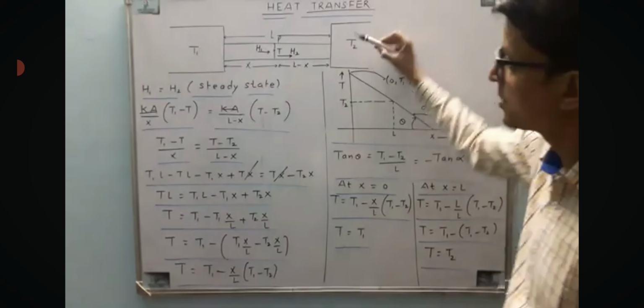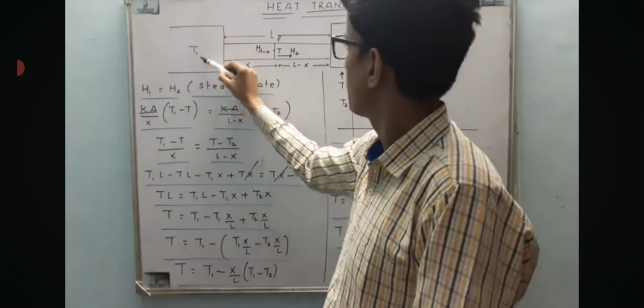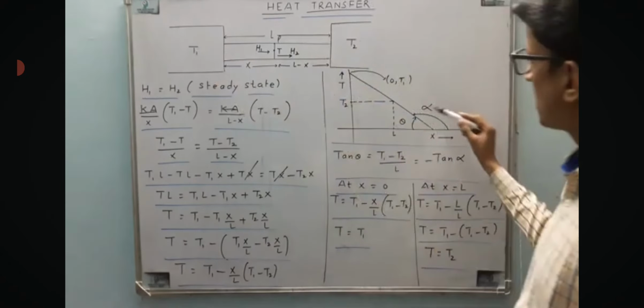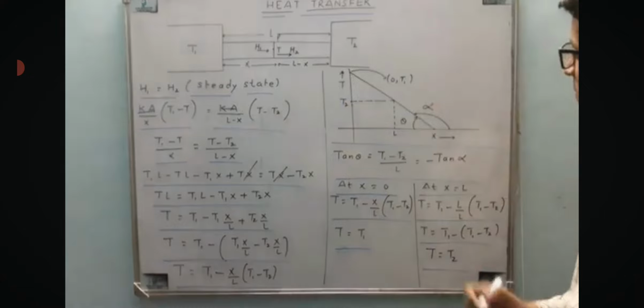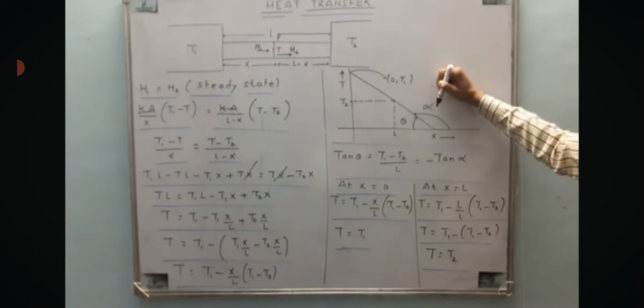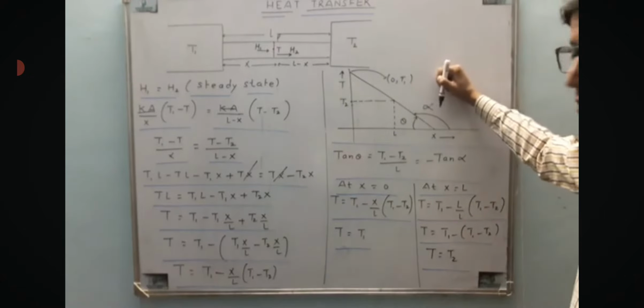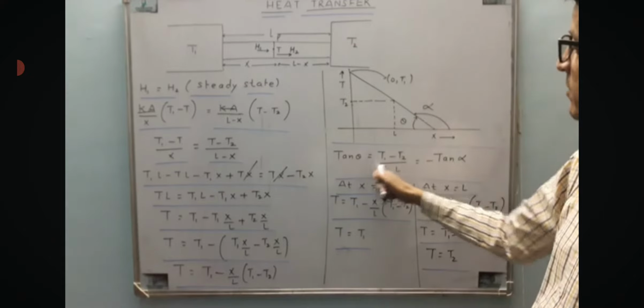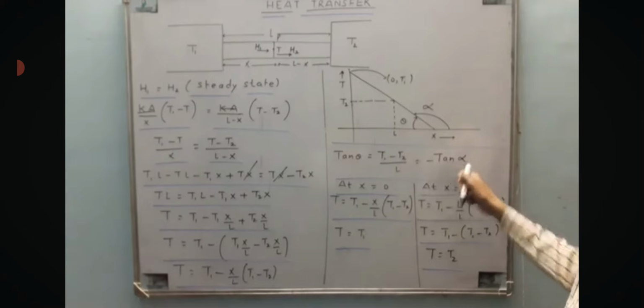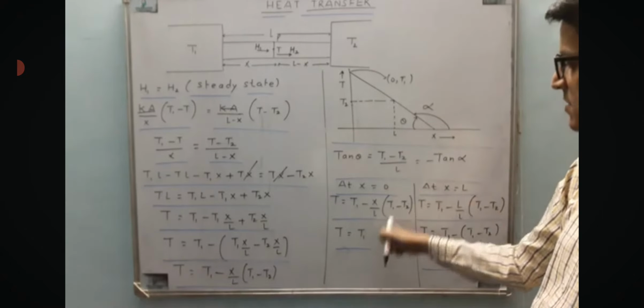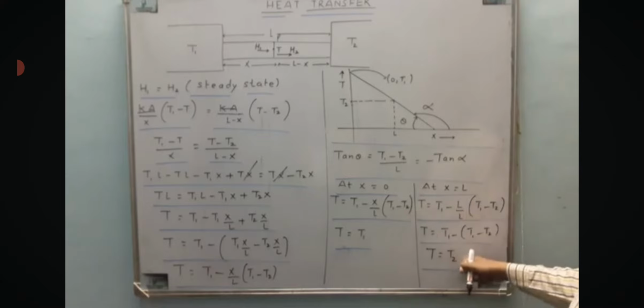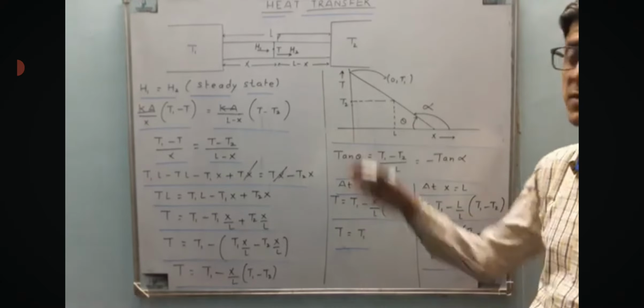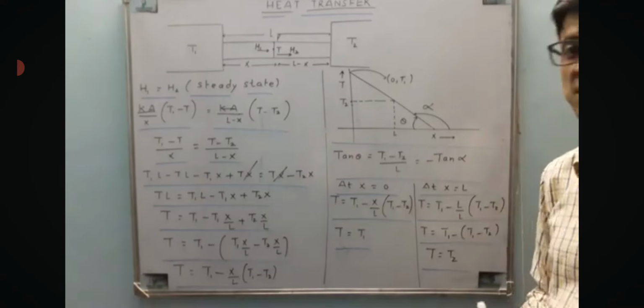At x equals 0, temperature is T1, and at x equals L, temperature is T2. So this will be the graph. Suppose this angle is theta, and this angle is alpha. From the standard equations of slope, we can say that tan theta will be (T1 minus T2) by L, which will be minus of tan alpha. At x equals 0, temperature is T1, and at x equals L, temperature is T2. This can be verified from the figure itself.